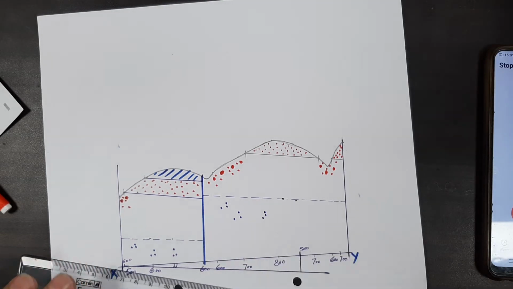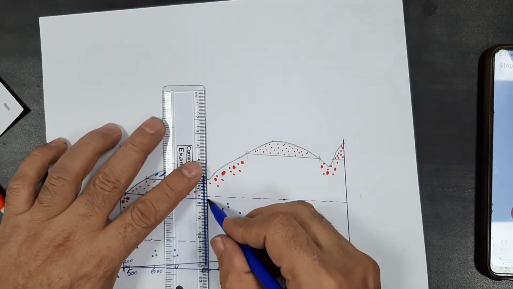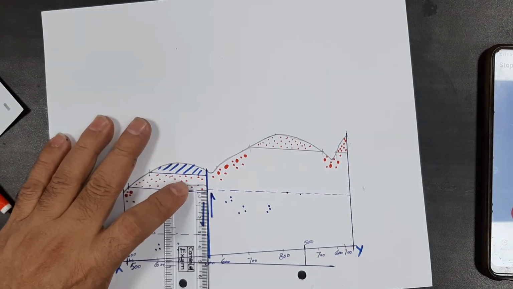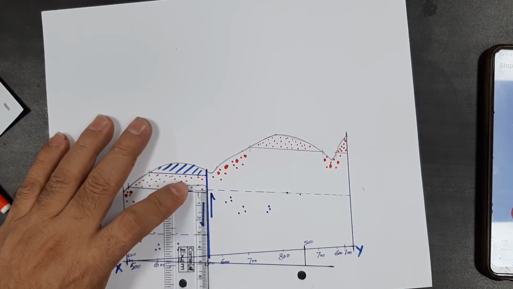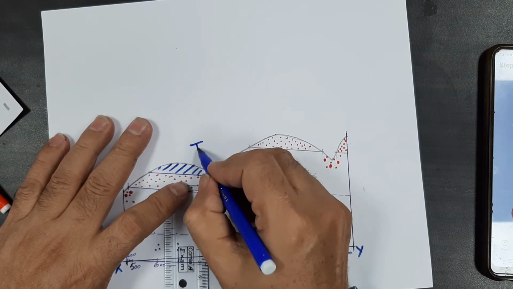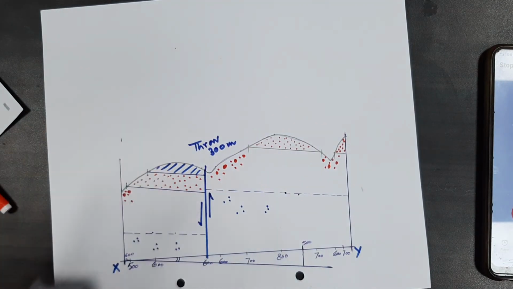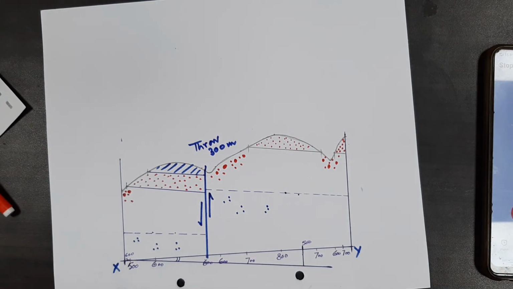See here, you can again see the displacement here. This block has gone up, this block has gone down. How much has it gone up? Exactly 300 is the throw, which is the real throw from the map also. So this is the solution along x, y.